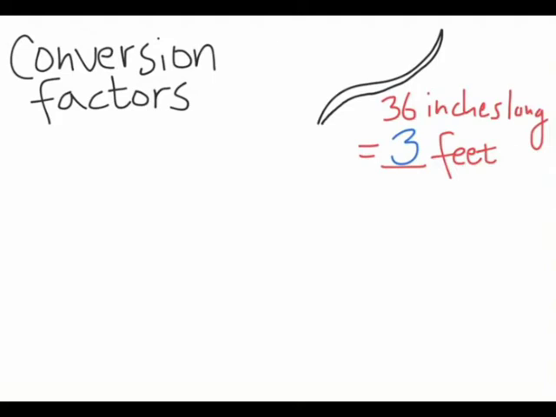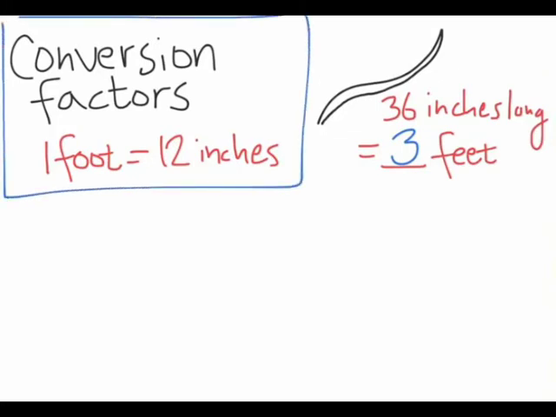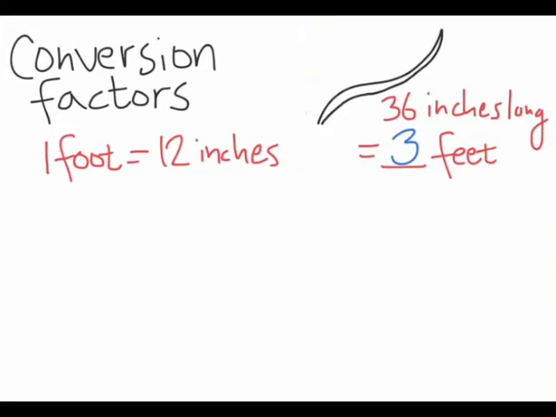The first thing your brain had to do in order to do this conversion is access this piece of information. 1 foot equals 12 inches. This is a fact that at least everyone in the United States is well aware of. 1 foot equals 12 inches. Now this piece of information is called a conversion factor, and it is a conversion factor that you need to have memorized. So this is the first thing that your brain had to do.